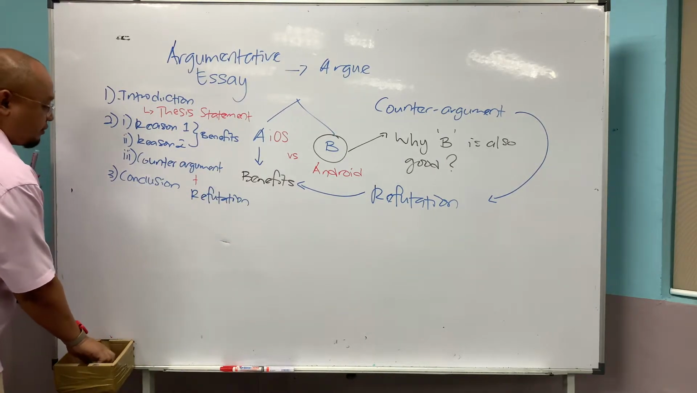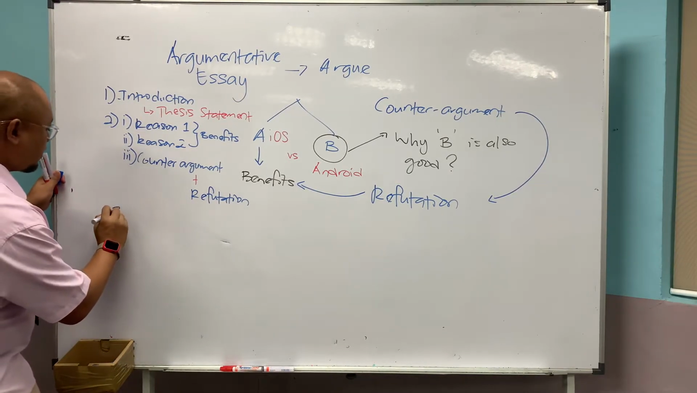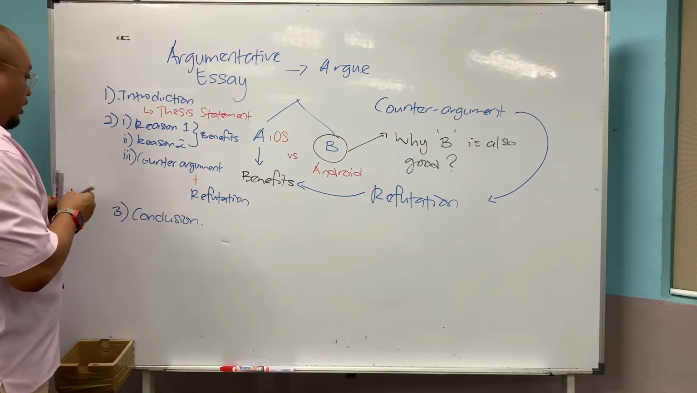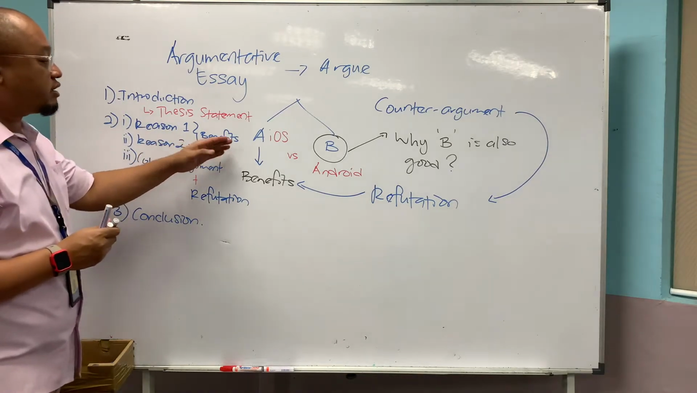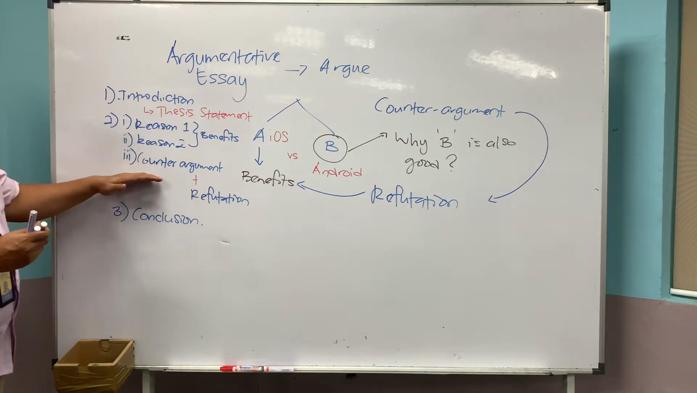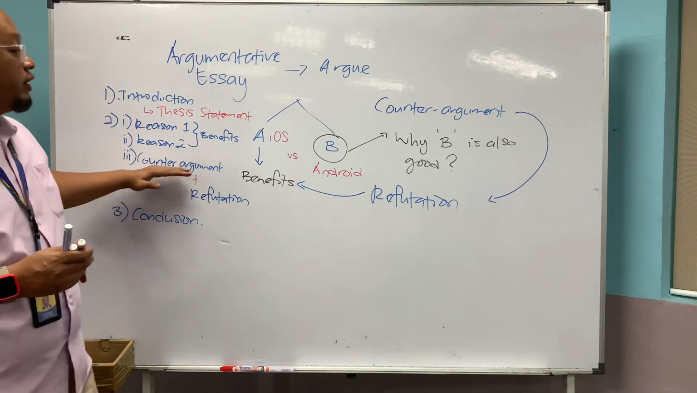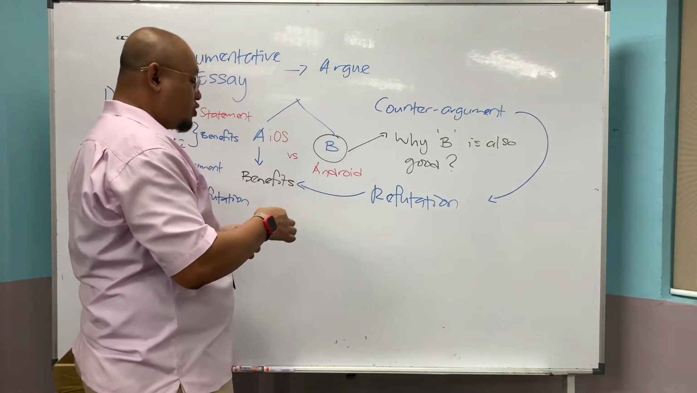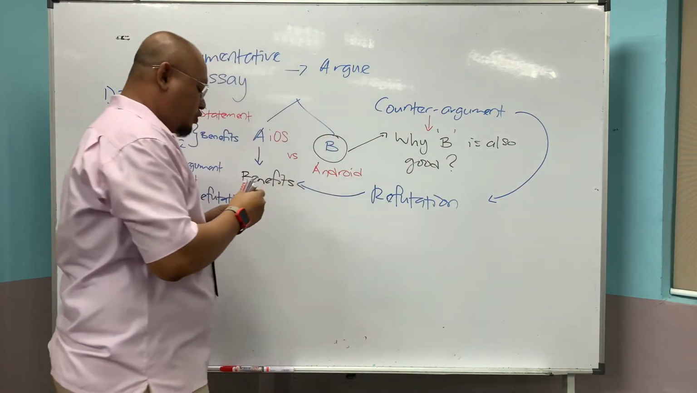Okay, let me erase this a bit. Alright, and then we go to the conclusion. Right, so basically in the second and third paragraph, you're going to talk about the benefits of A, why A is better than B. In the fourth paragraph, before the conclusion, you're going to talk about the counter argument. Okay, so over here we know that counter argument is where you're going to tell why B is also good compared to A.